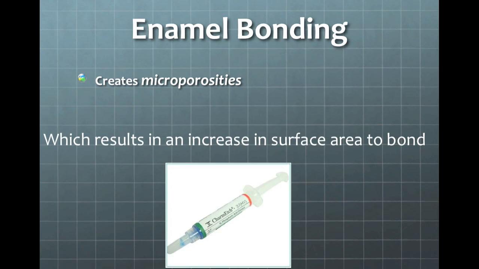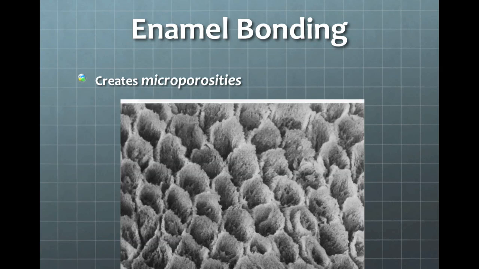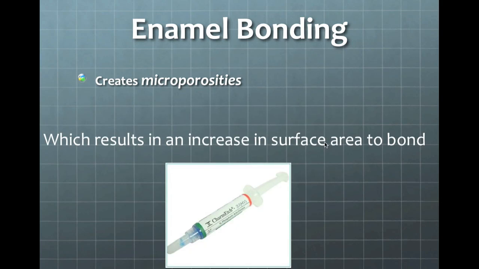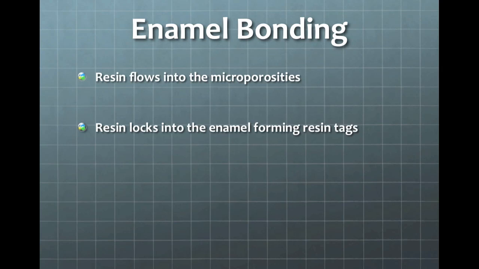Now, by creating microporosities, you can see that instead of having a flat surface, you have these porosities, and therefore you actually have a greater surface area to bond your composite into. The resin can flow into the microporosities. When the resin does that, we call that resin tags.